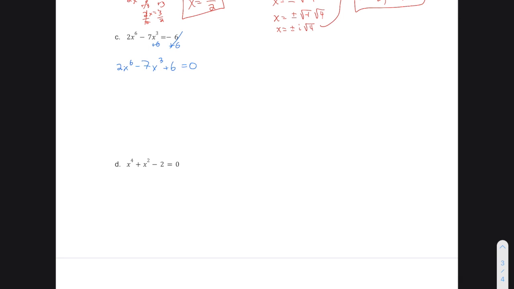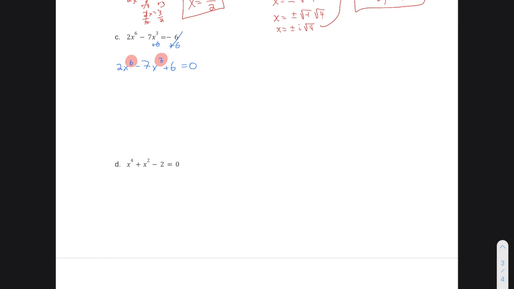Okay, now here we want to recognize that the degrees of our first two terms, x to the 6th and x cubed, well, one is double the other. 6 is double 3, which means this is generally of the quadratic form. And our final term is just a constant number.